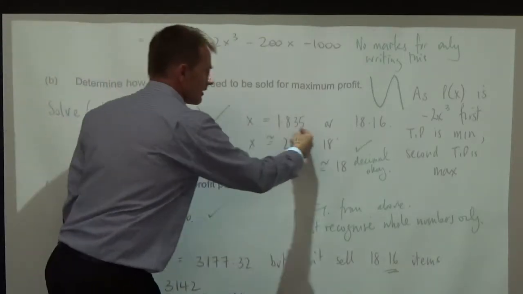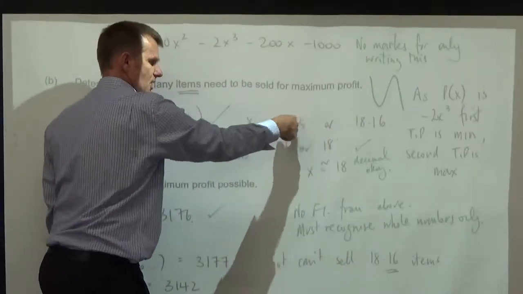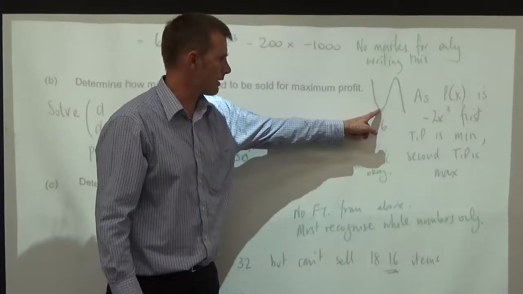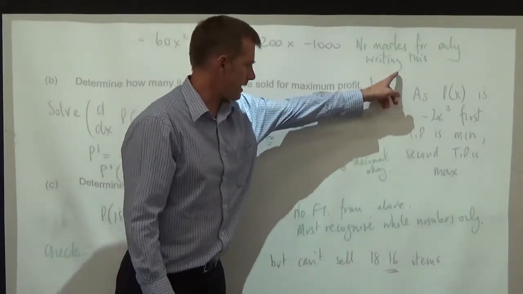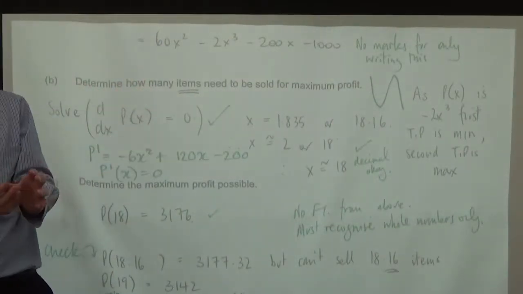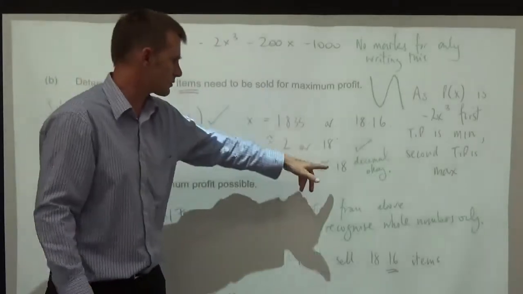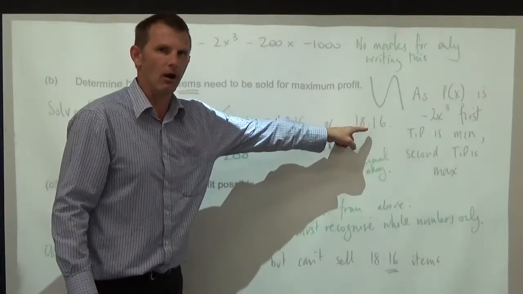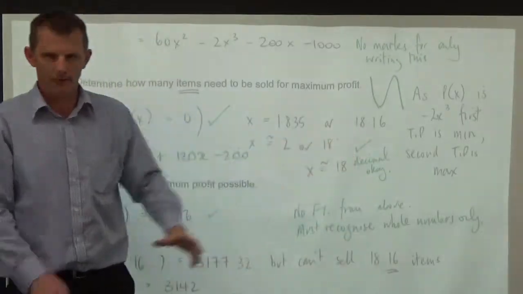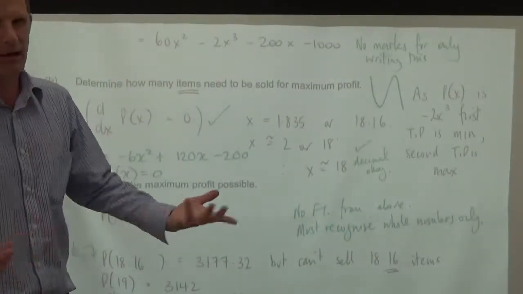My calculator gave me 2 answers. I'm going to discard this one. That's the minimum one. I know that corresponds with that point there. I want that one. Now, really it says how many items. You can't sell, buy, etc. 18.16 items. So I'd round that to 18, but I allowed a decimal there. If you put 18.16, you've done what I wanted you to do.